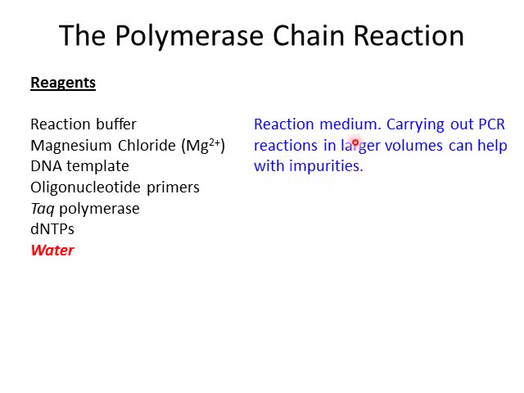And finally, the reaction is made up to a volume with water. Water's there because it's the medium for the reaction. We know that water is effectively what makes up most living organisms. Larger volumes of water can actually help with the reaction, because again it dilutes away impurities that are present. So if you've got a very small reaction volume, it can concentrate those impurities, so simply dilute that into a larger volume of reaction. Those impurities get diluted away, and that can help getting the PCR to work.